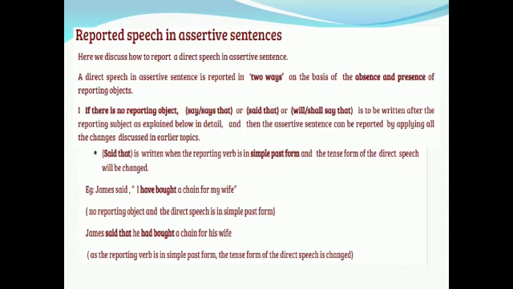Example: James said, I have bought a chain for my wife. Now, here James is the reporting subject, said is the reporting verb which is in past tense. And I have bought a chain for my wife is in the present perfect tense. So obviously this will be converted to past perfect tense because the reporting verb is said. So this statement has to be converted. The tense will change. So here the sentence will become James said that he had bought a chain for his wife. We see the pronoun also has changed and even the tense has changed.